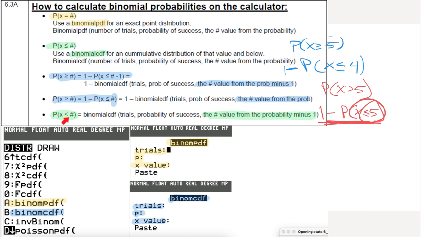Lastly, probability X is less than a number, using the same thing here, except we have number of trials, probability of success, that's your P value, and then the value from the probability minus 1. So it's this number, subtract 1, okay? And that's it. That's what we put in our calculator.